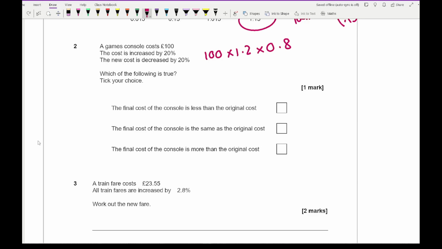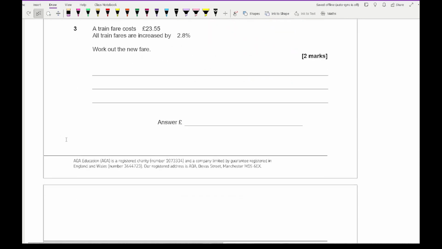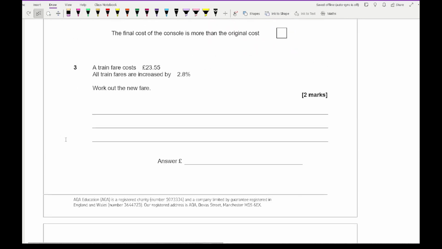Now if I then do 100 times 1.2 times 0.8, I get an answer of £96. So the final cost of it is less than the original price. Well, that's true. The final cost is the same as, no, that's not true, and so yeah, it's just the first option. For question 3 it says the train fare costs £23.55.